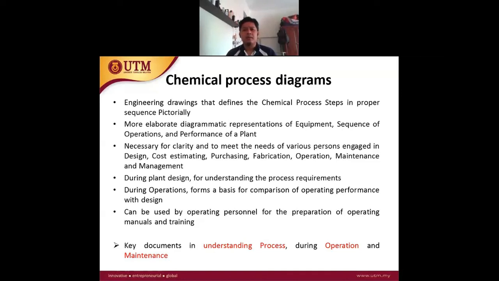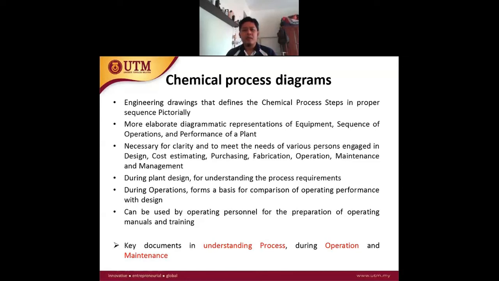So during the plant design, you need the chemical process diagram to understand the process requirements, and it is also important during the operation. So you need to verify the operating performance as stated in the design.